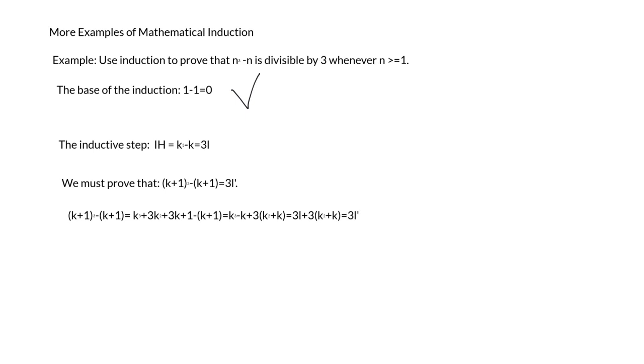And we showed that if k cubed minus k is 3 times some L, then k plus 1 cubed minus k plus 1 is 3 times some L prime. Therefore, we proved that for all n greater than or equal to 1, n cubed minus n is divisible by 3. And actually, there are other proofs of this fact, which you can find in the book, but this is an example of mathematical induction. Okay, now let's go to another example.